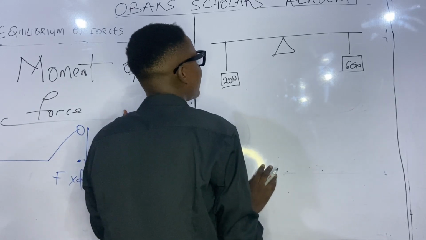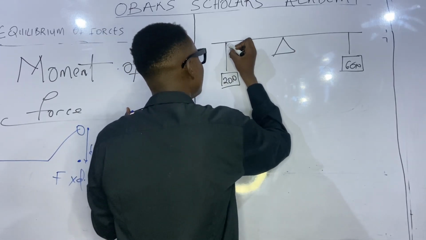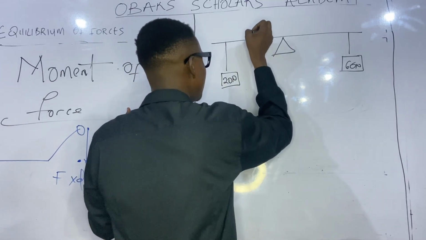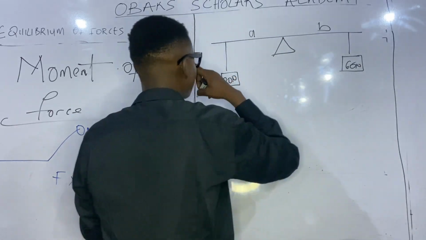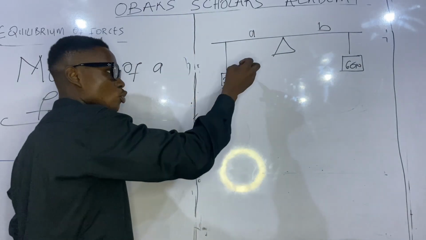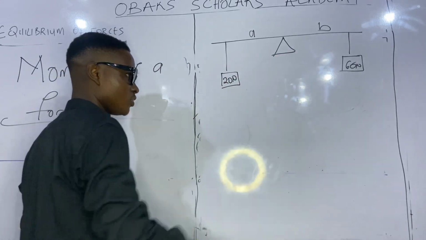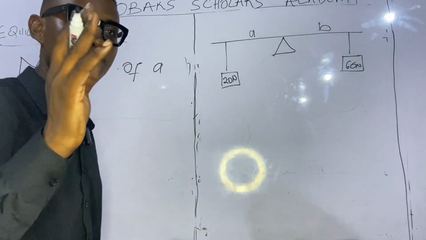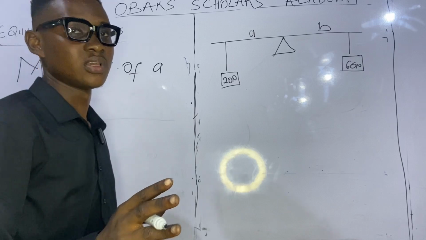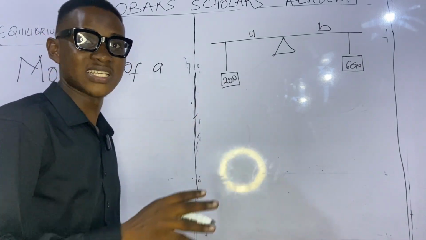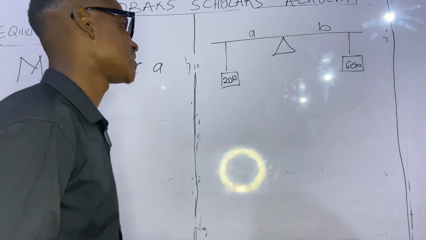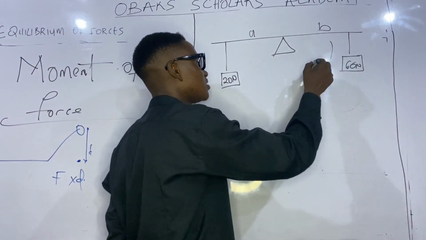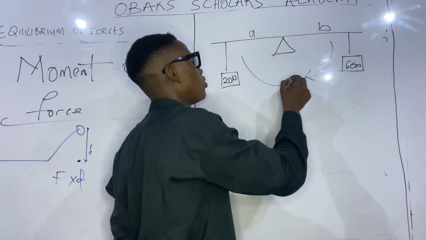The distance from this point to this point is A, and the distance from this point to this point is B, because, of course, we have a turning effect around this point. So remember, the principle of moments says that the sum of clockwise moments must be equal to the sum of anti-clockwise moments. This is clockwise moments. This is anti-clockwise moments.